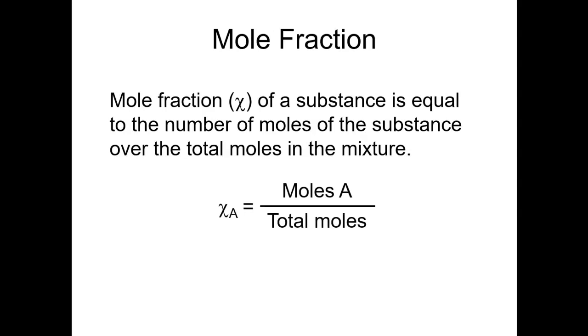We can express it like this: the mole fraction of substance A, chi A, is equal to the number of moles of A in the mixture over the total moles of everything in the mixture. Therefore, we can say that the partial pressure of A in a gas mixture is equal to the mole fraction of A times the total pressure of the mixture.